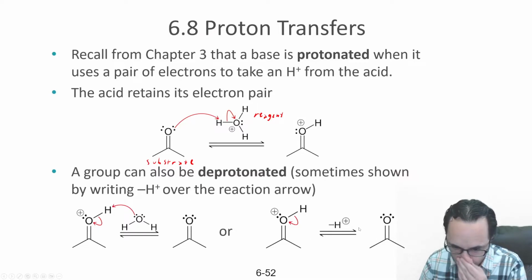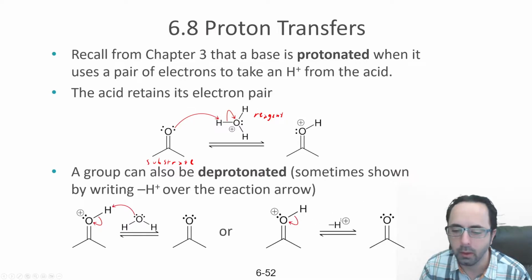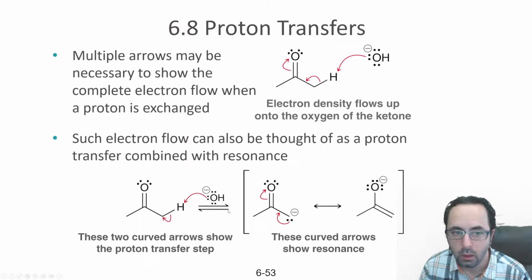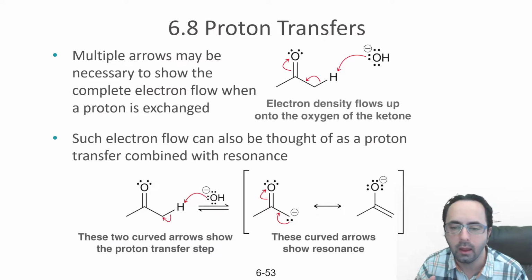Another way that you'll see them written is you'll just see that the proton was lost. And that's probably not the preferred way to show it most of the time, but you can say, oh, this proton was lost, some other base grabbed it. So that's one other way you might see it in the book. And when it's shown that way, it's just shown with one arrow.